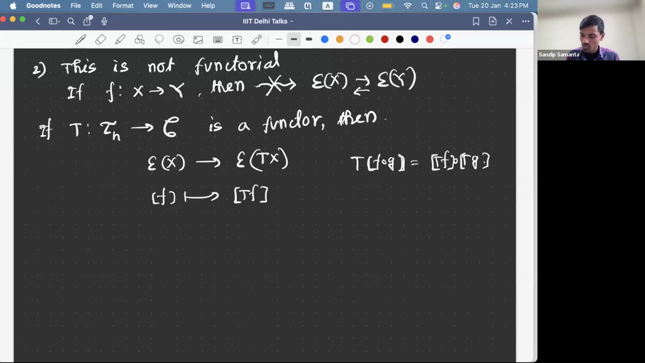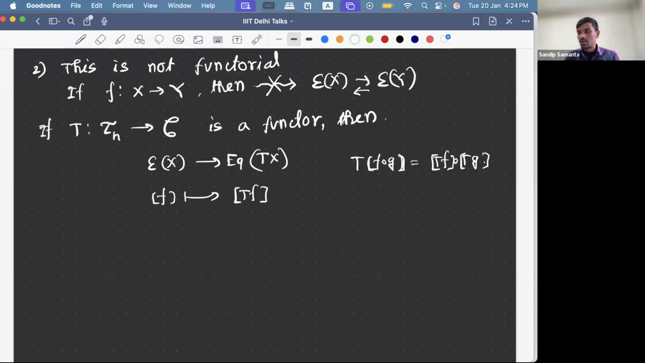So this is useful in this case: whenever we have a functor, we can get a map in this group of self-homotopy equivalences. So for this one, maybe I should write epsilon X.